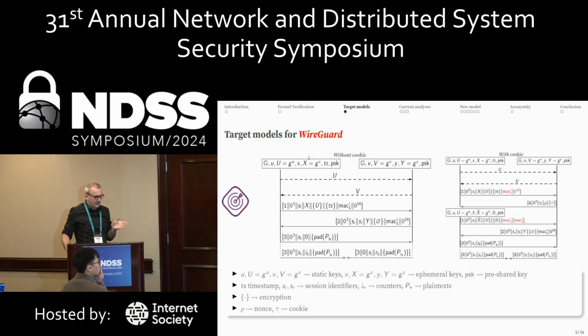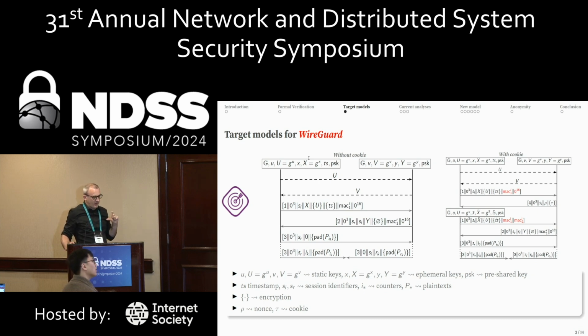So WireGuard is a protocol which involves two peers, named initiator and responder. They use cryptographic materials, which are named static keys, ephemeral keys, and pre-shared keys. U is the static key of the initiator, V the static key of the responder, X the ephemeral key of the initiator, Y the ephemeral key of the responder, and the PSK.